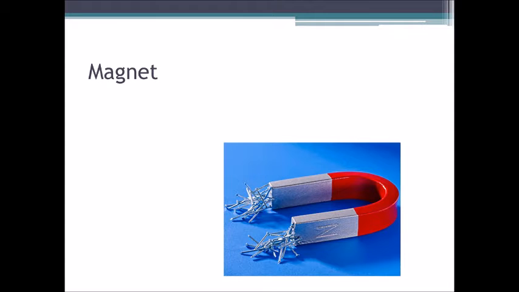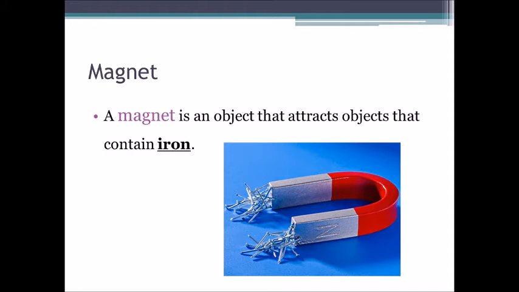Before talking about magnetism, let's see what a magnet is. A magnet is an object that attracts objects that contain iron, as in this one in the picture. Now, does it attract any other objects? Let's see.